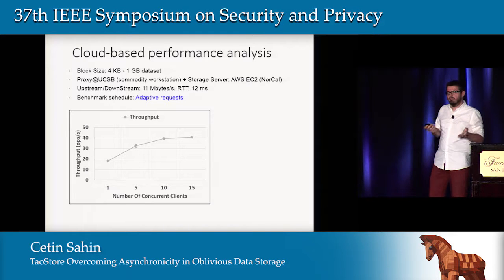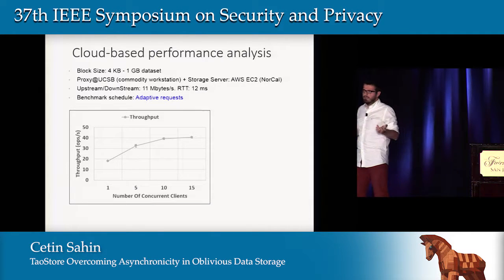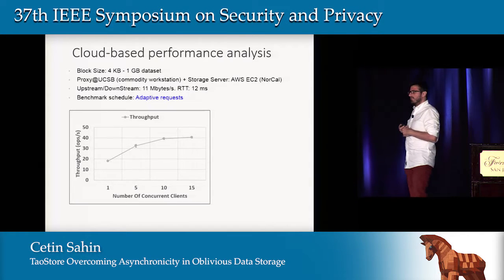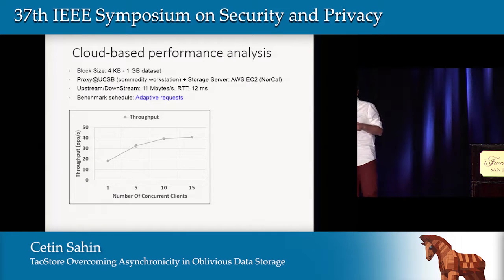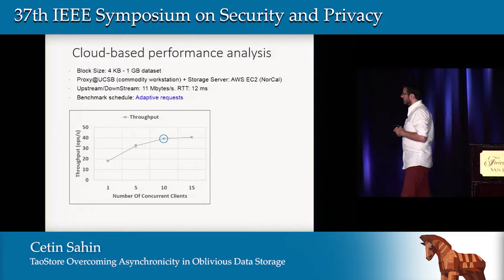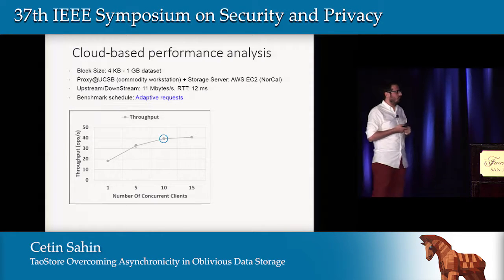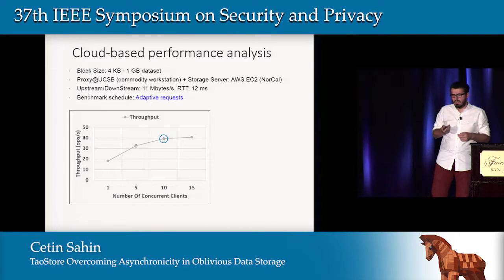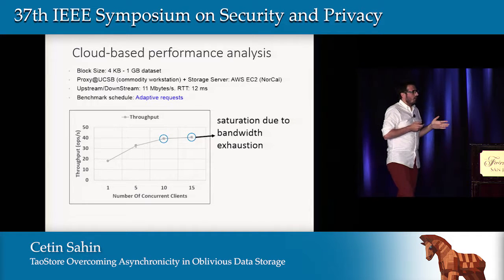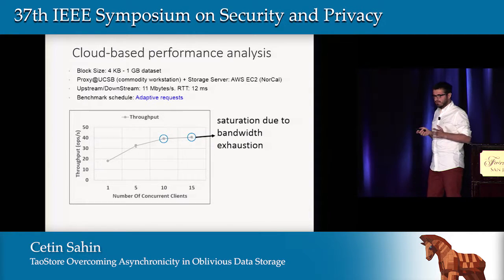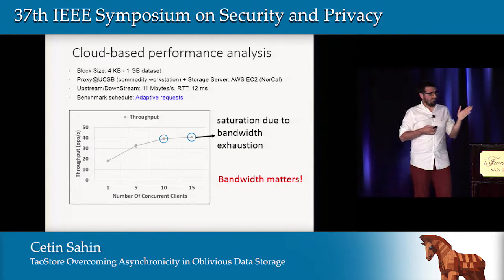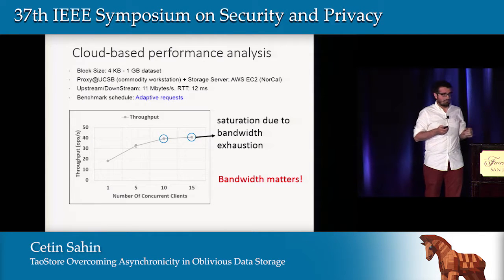In order to evaluate the performance of TaoStore, we perform cloud-based experiments. We use a 1 GB data set, and we have a proxy at UCSB, and we use the server from the AWS North California data center. Here, when there are 10 concurrent requests, TaoStore achieves a performance of 40 operations per second. When the concurrency increases, we don't gain much in throughput because the throughput saturates due to full bandwidth utilization. This shows us that bandwidth really matters in real-world scenarios.